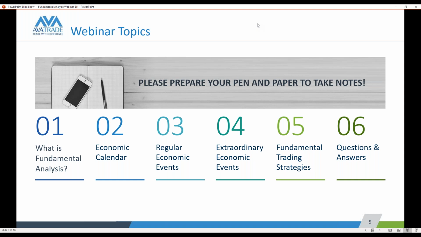There are jobs numbers, factory production numbers, an OPEC meeting. All of these things are the type of regular economic events that are on an economic schedule that we'll even take a look at today, and can be planned for in terms of what assets they'll affect most and the timing of when these events will occur.